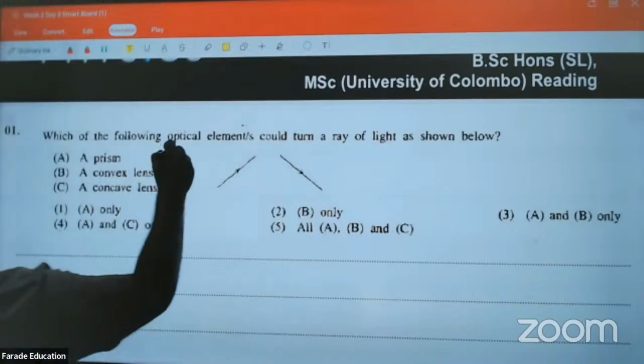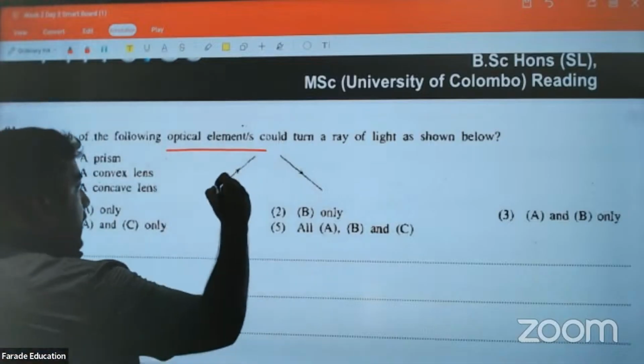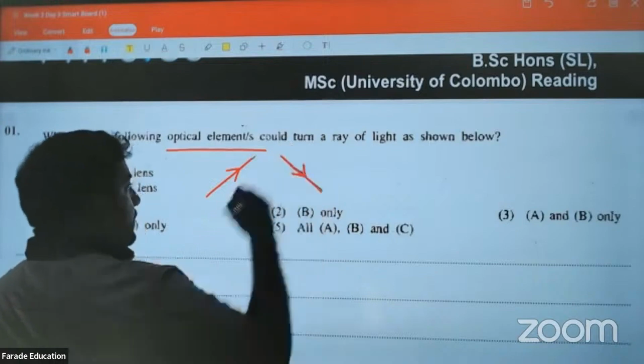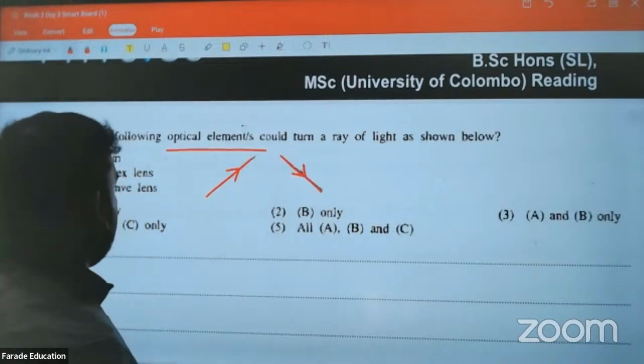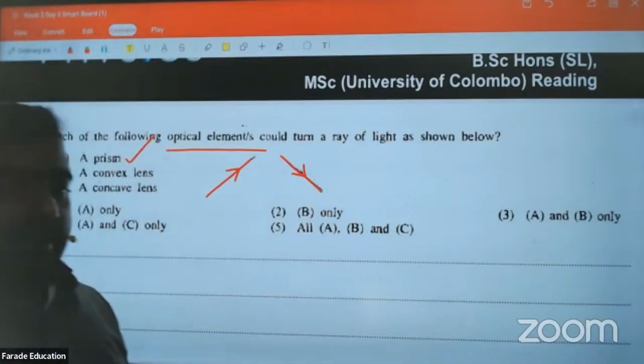Which of the following optical elements could turn a ray of light as shown in the figure? The ray of light is coming this way and bending that way. This is familiar in a prism for sure.